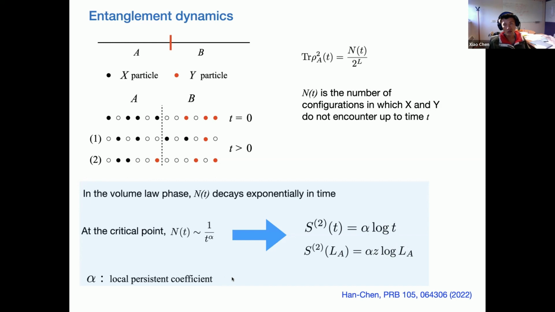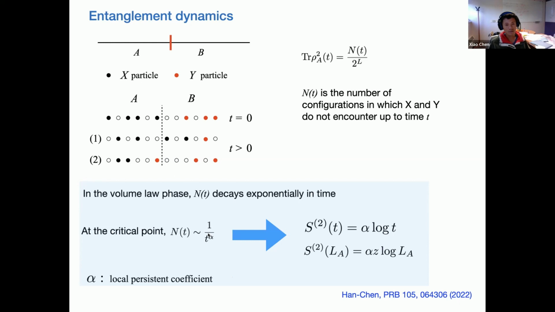Therefore, we successfully map the entanglement phase transition to a stochastic classical particle dynamics. In particular, we can show that the entanglement entropy, the second Renyi entropy quantity, maps to a first passage problem in this classical particle dynamics. And the coefficient alpha here is a universal coefficient in the classical directed percolation universality class.